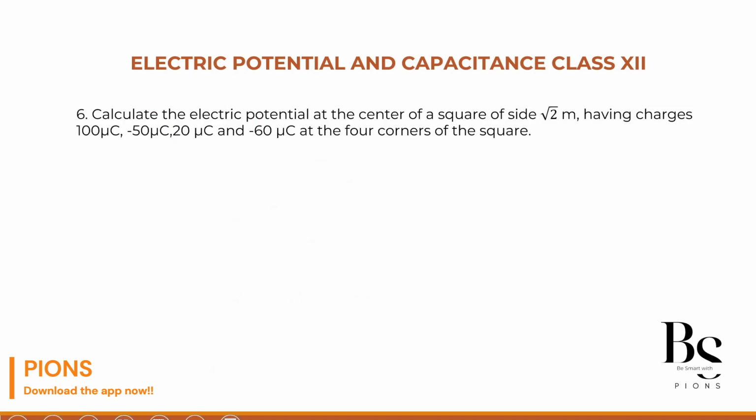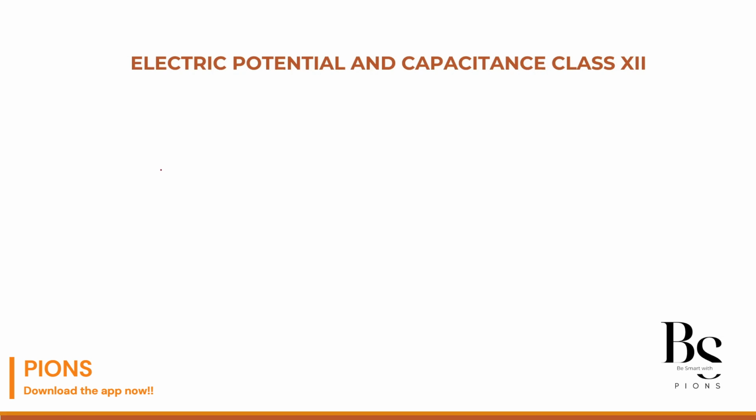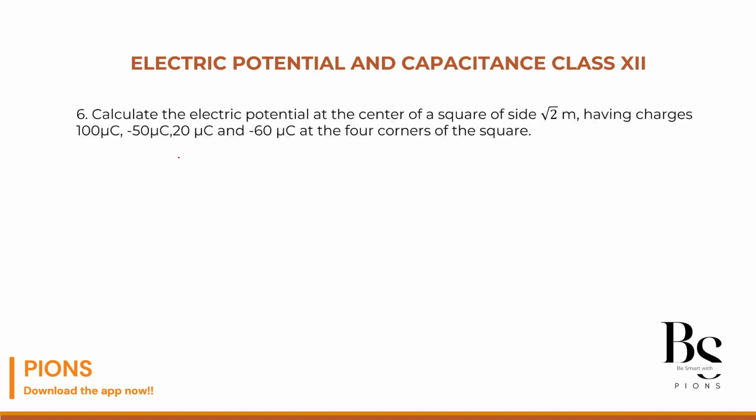Question says, calculate the electric potential at the center of a square. So let's draw here a square. Each side is root 2 meters, so let's write here root 2 meter. This is our A, this is our B, this is C, this is D.